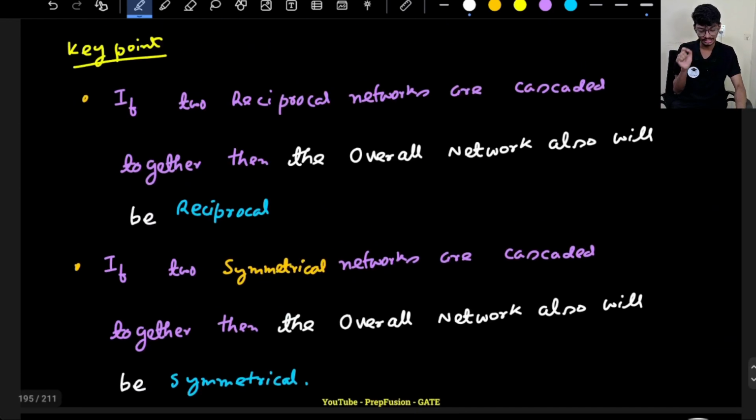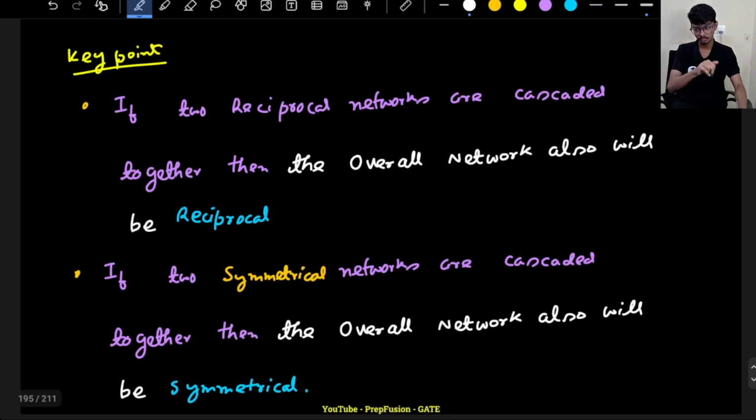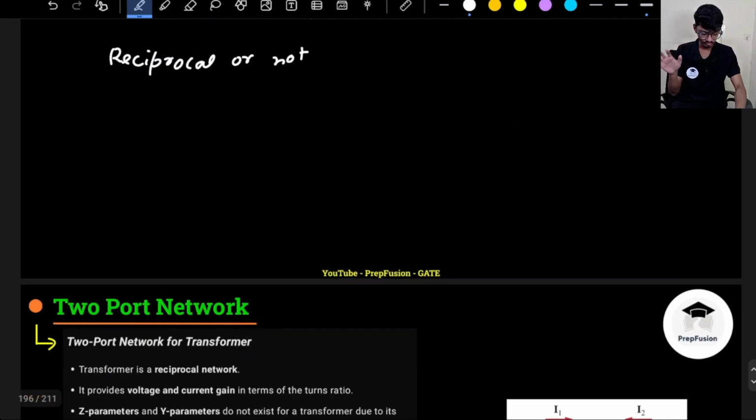But this much I can definitely comment: if all the networks are reciprocal individually, the overall network also will be reciprocal. If all the networks are symmetrical individually, the overall network will also be symmetrical.